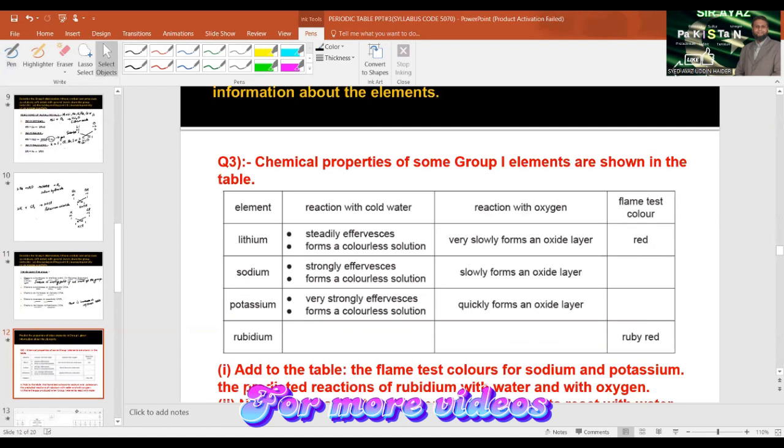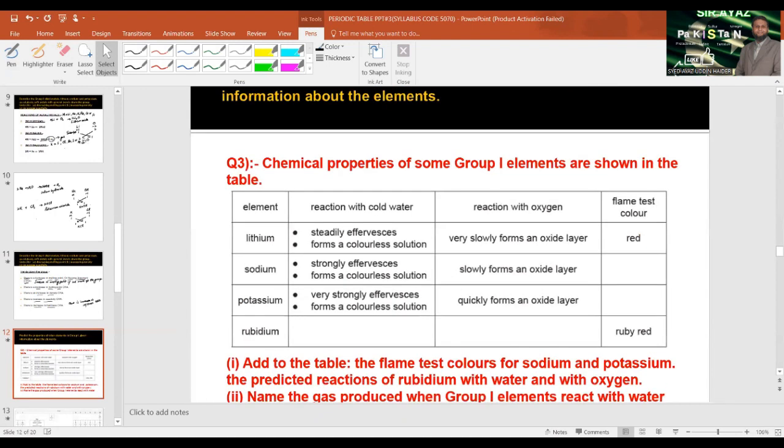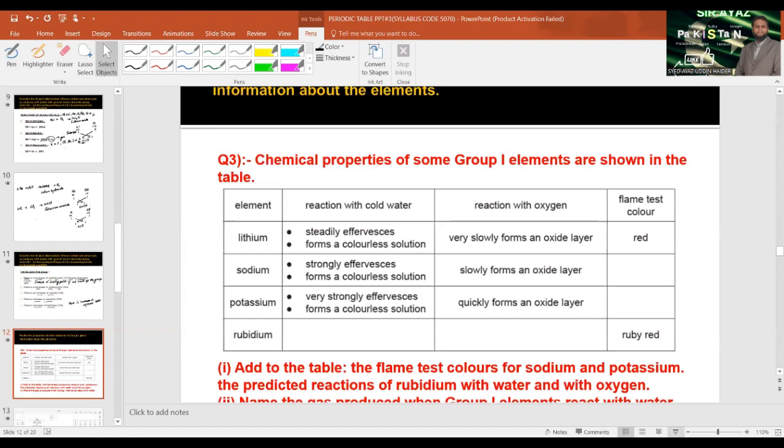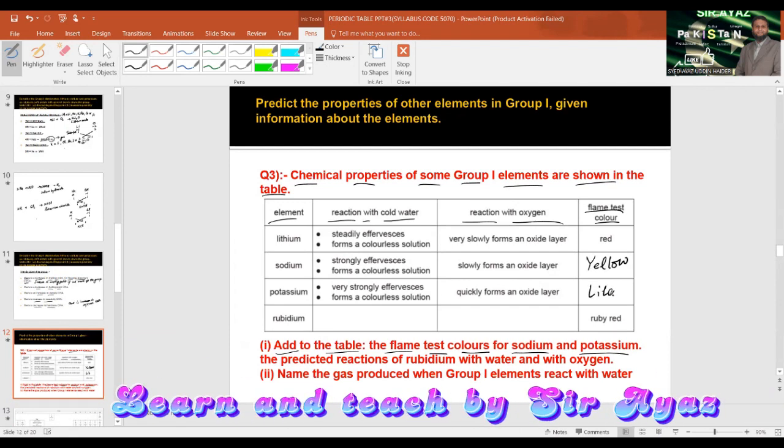Now here's a past paper question. Chemical properties of some group 1 elements are shown in the table. So here we have element, reaction with cold water, then reaction with oxygen, and flame test color. Number 1, add to the table the flame test colors for sodium and potassium. It's very easy. For sodium, you get yellow color. For potassium, you will get lilac. Lilac is purplish.